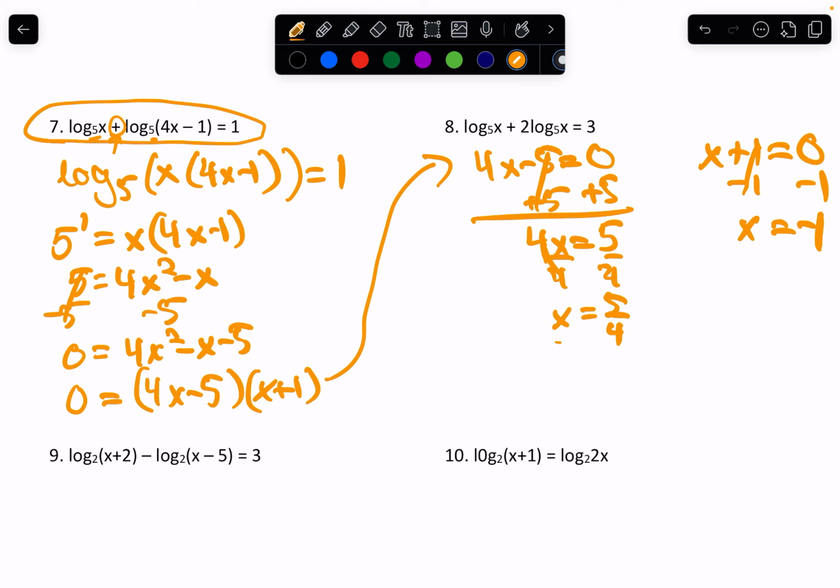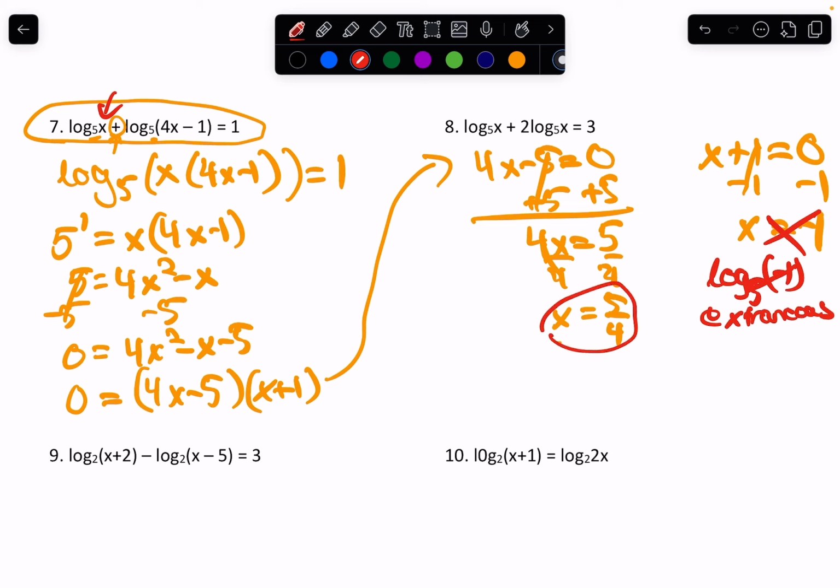Now, notice that over here we have the log base 5 of x, which would be a negative. This is not an option because we can't have a negative argument. So this is the extraneous solution. So our only solution is going to be x equals 5 fourths.